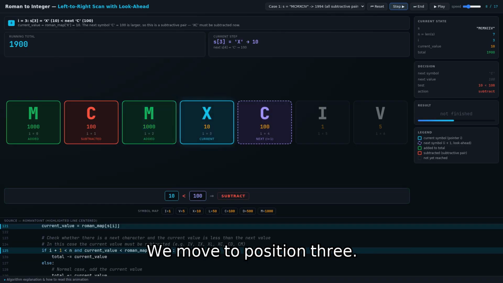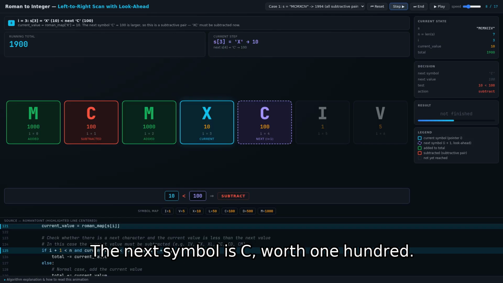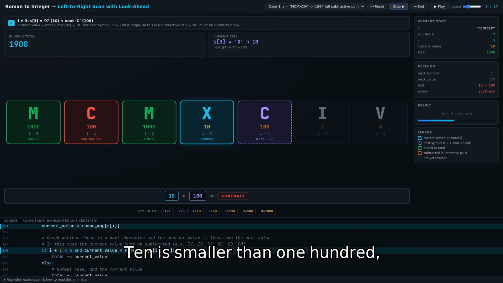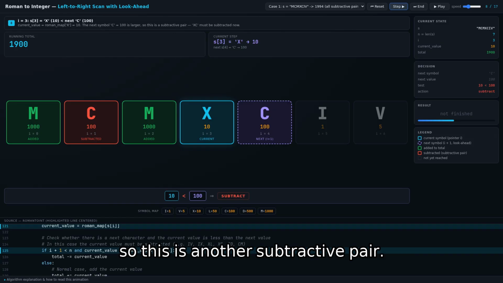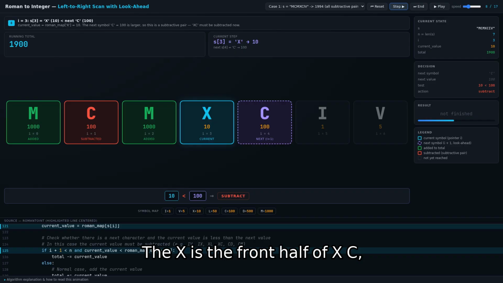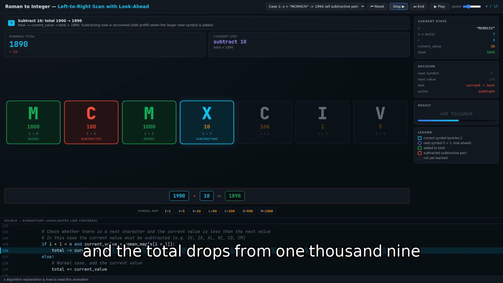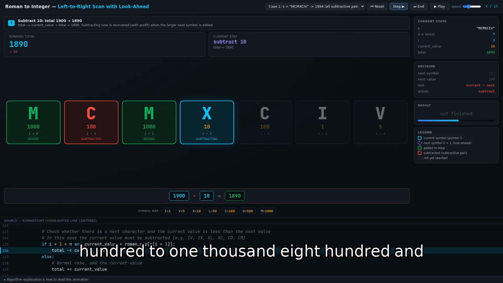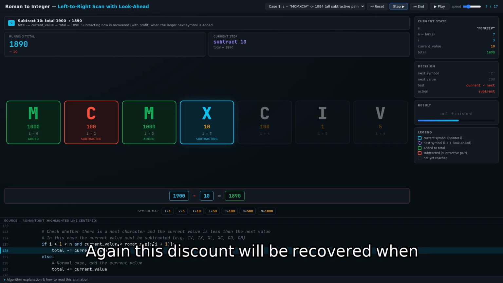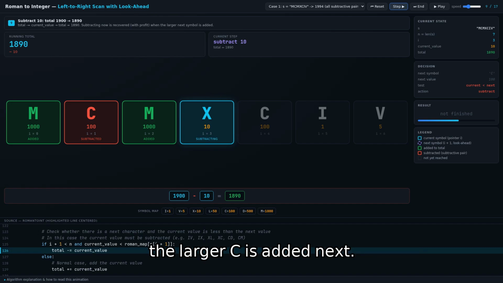We move to position 3. The current symbol is X, worth 10. The next symbol is C, worth 100. 10 is smaller than 100, so this is another subtractive pair. The X is the front half of XC, meaning 90, so we subtract the X now. We subtract 10, and the total drops from 1,900 to 1,890. Again, this discount will be recovered when the larger C is added next.